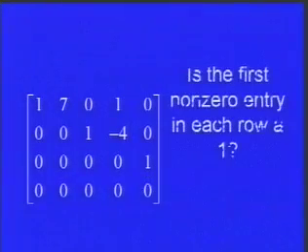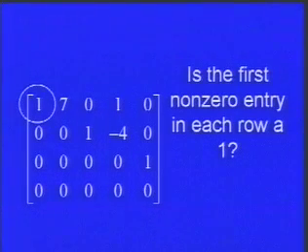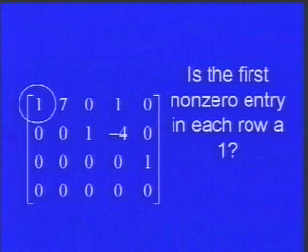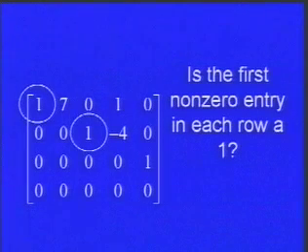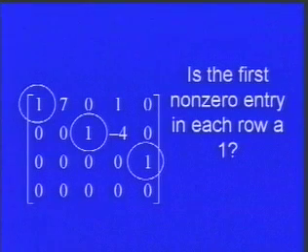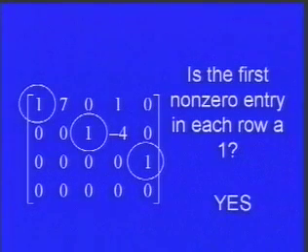Next, is the first non-zero entry in each row a 1? Look at the first row. Okay, I see a 1. So that one's in good shape. Second row, 0, 0, and then a 1. Okay, so that's good. What about the third row? Yes, 0, 0, 0, and then a 1. So yes, everything looks good as far as the first non-zero entry being a 1. Okay, let's keep going.